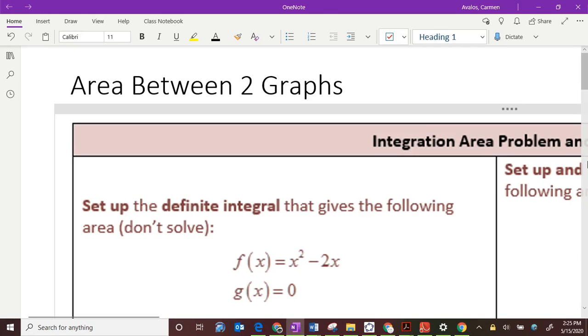So we're doing the area between two curves and finding what the area between the two curves is. Let's go through a few examples. Here we have the setup, and it's a definite integral. It says not to solve for it, but we're going to solve for it here. We're given two equations. One is a quadratic, and one is just a constant function at 0.